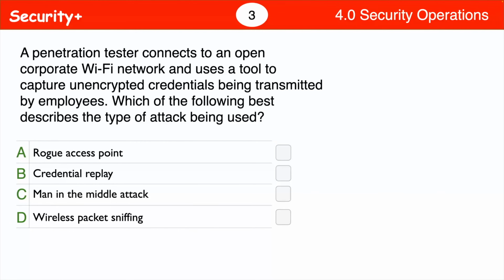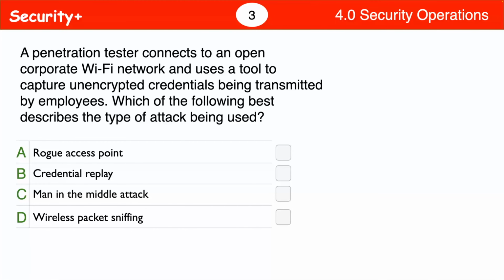All right, question 3. A penetration tester connects to an open corporate Wi-Fi network and uses a tool to capture unencrypted credentials being transmitted by employees. Which of the following best describes the type of attack being used? A, rogue access point. B, credential replay. C, man-in-the-middle attack. Or D, wireless packet sniffing. All right, so the key phrase for this one is capturing unencrypted credentials. So this points directly to passive monitoring, okay?